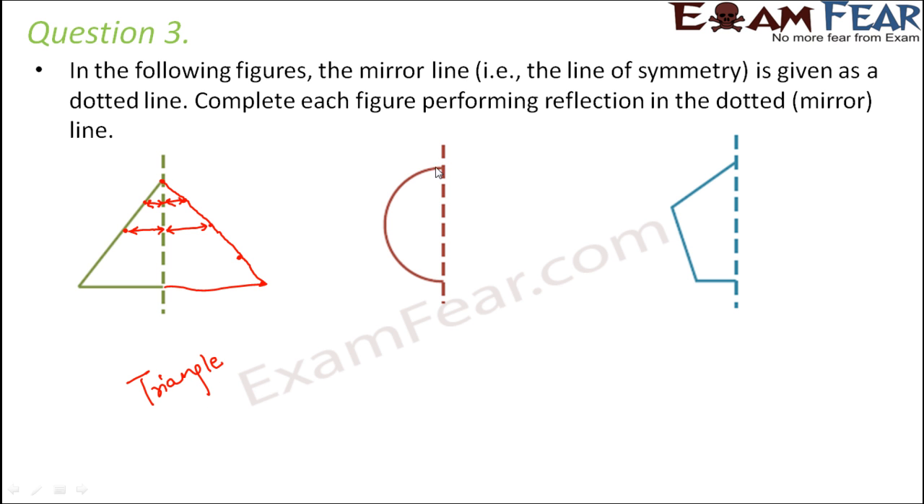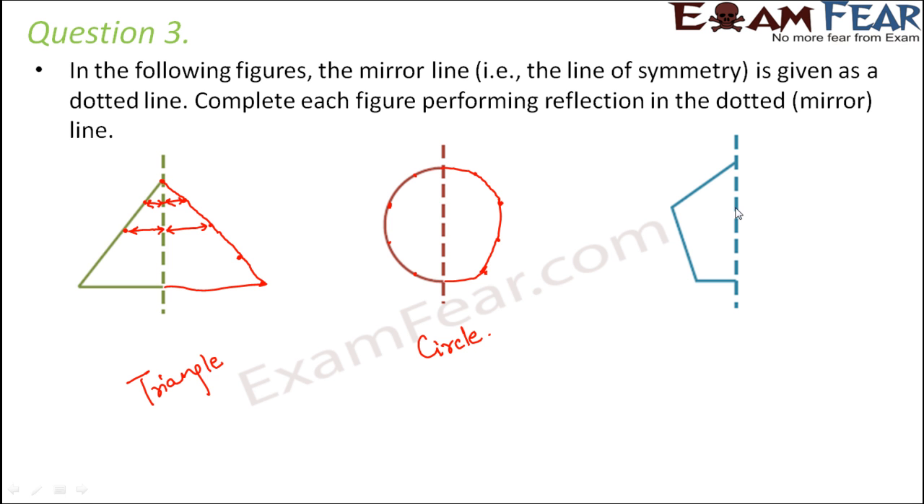Similarly, when you find out the mirror image of this, you see that the mirror image of this point would be somewhere here, mirror image of this point would be somewhere here, mirror image of this point would be somewhere here, for this point it would be here, and then you join all of these points. So what do you get? The image that you get is a circle.